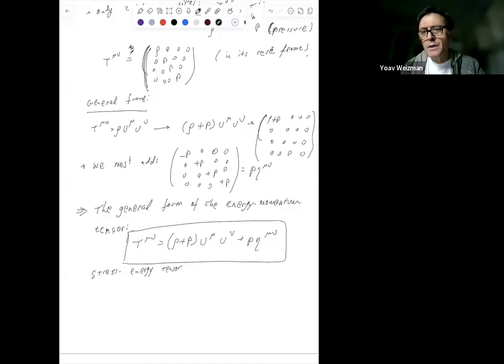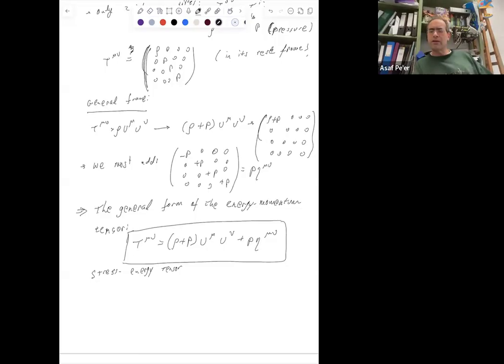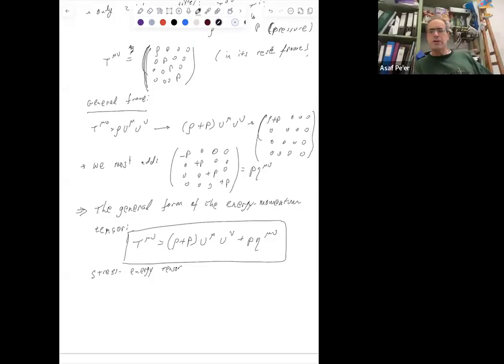Why is the term stress being used for that? Stress is used when we talk about solids. In fluids, we don't have stress, so that's why it's called energy momentum. In solids, there is stress, so that's why it's called the stress energy.